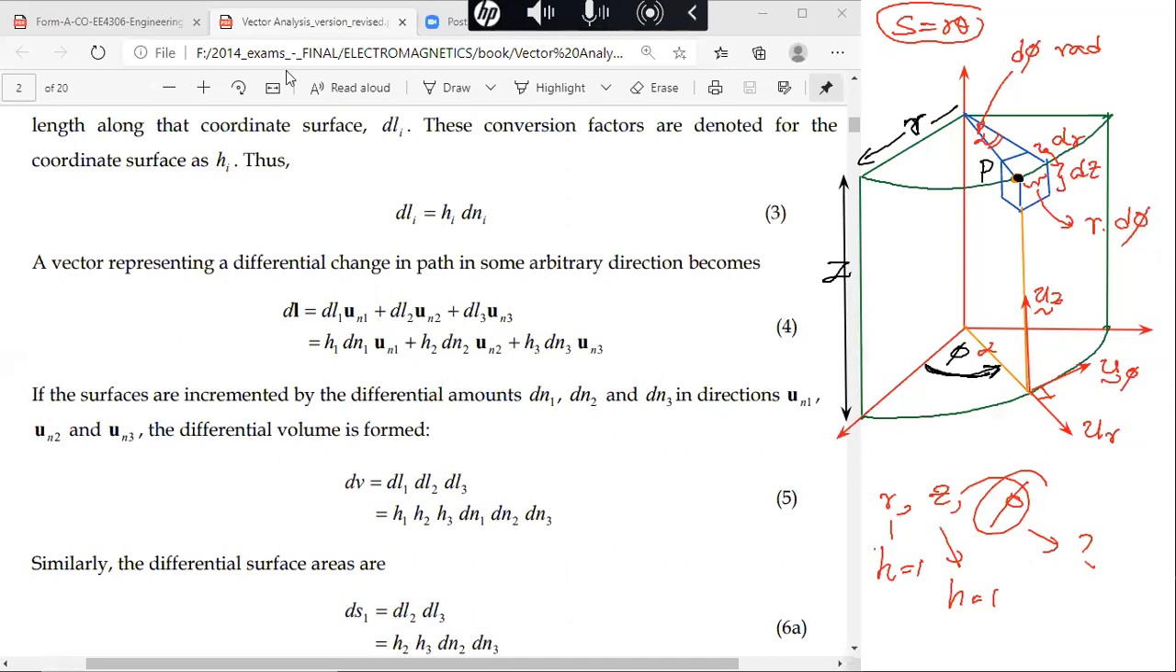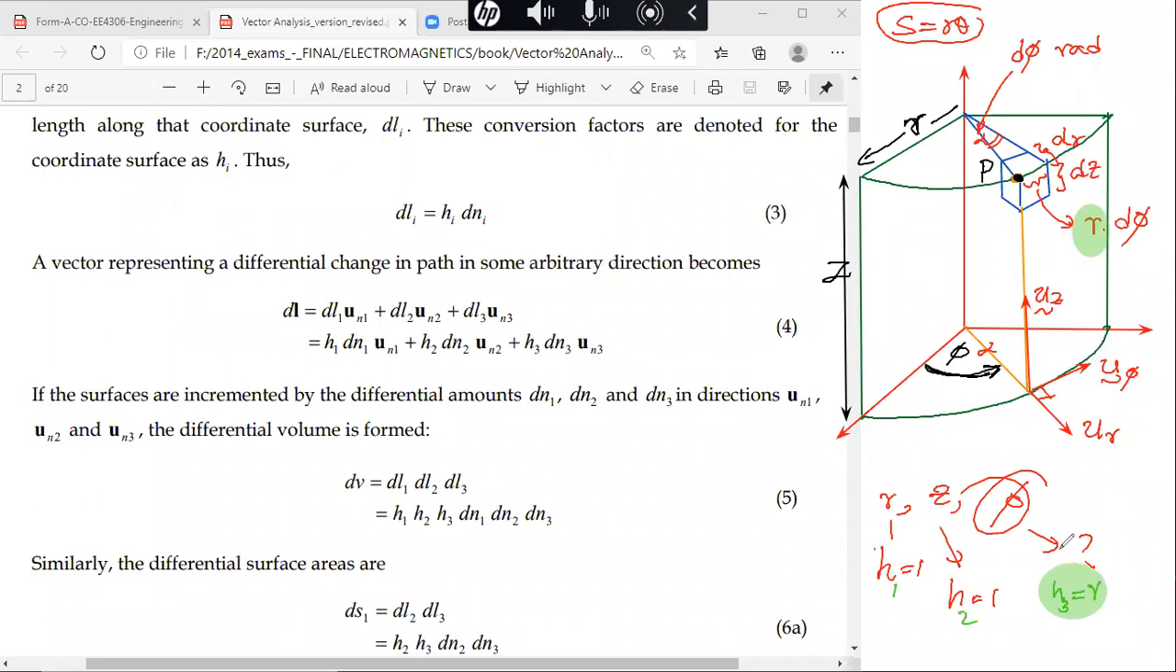Keep in mind that this term becomes the conversion factor for phi. For this h1, h2, h3, this conversion factor represents this r.